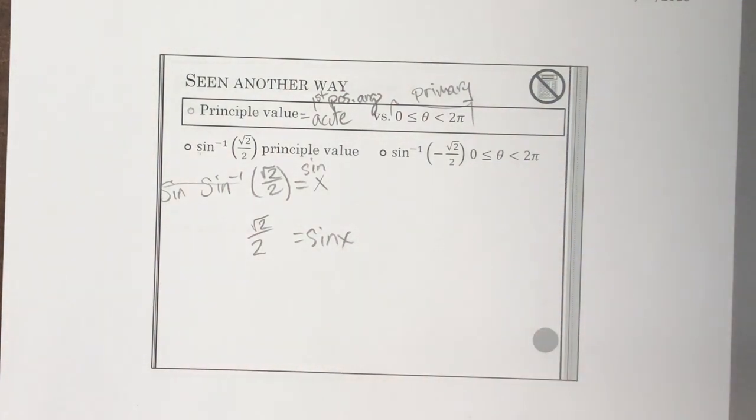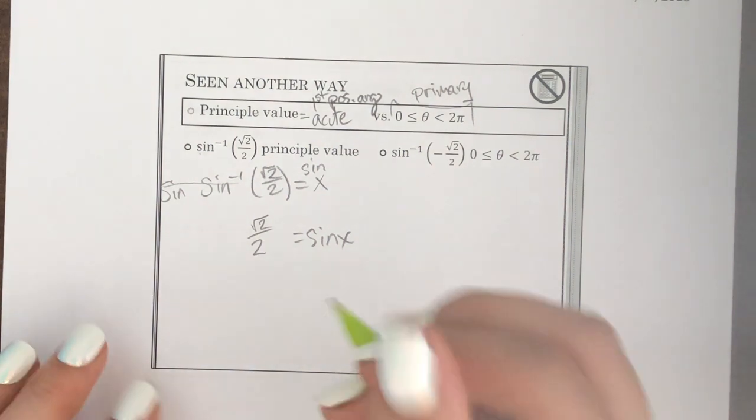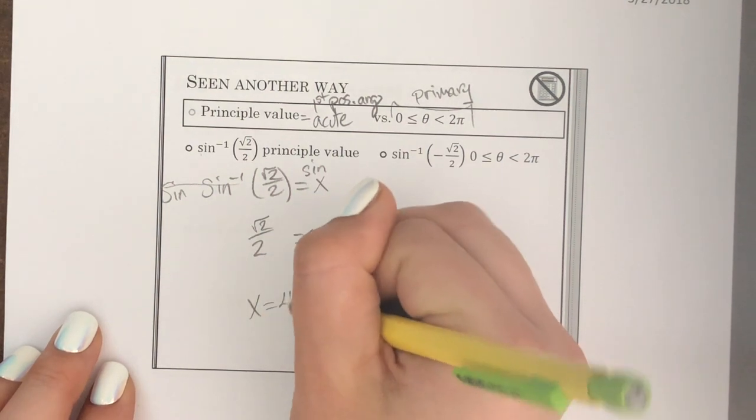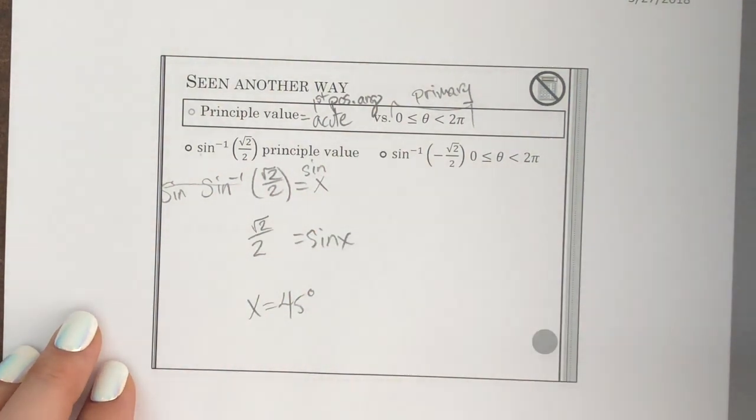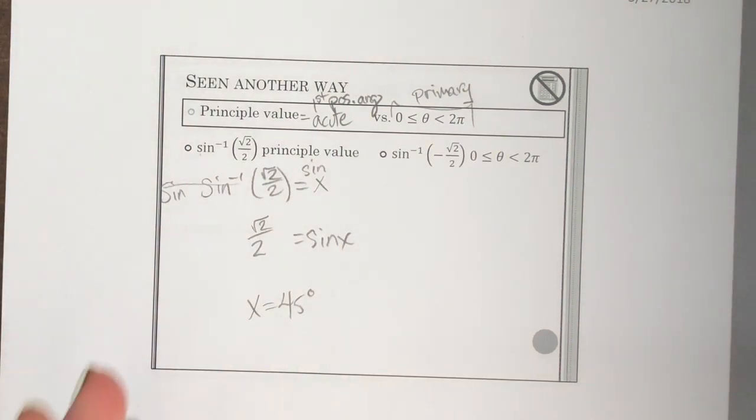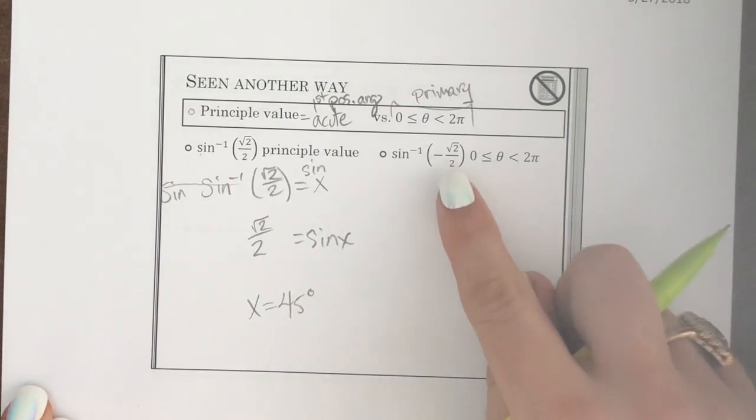Okay, find the principal value for which this equation is true. Okay, so 45 degrees is where that's true. And the principal value is just that first angle. You don't have any others. All right, let's do this one.